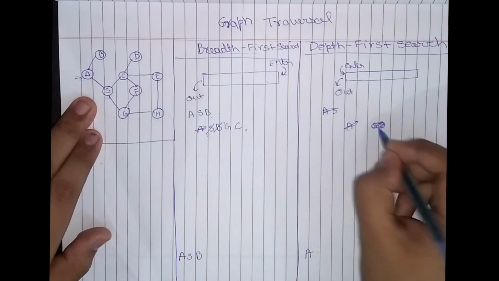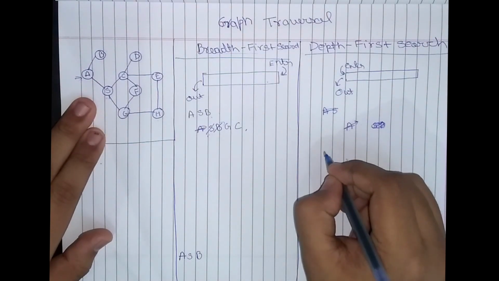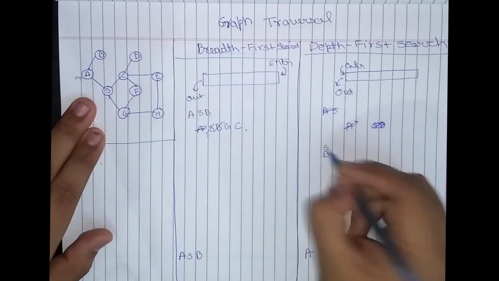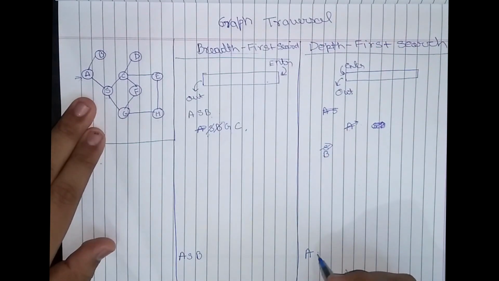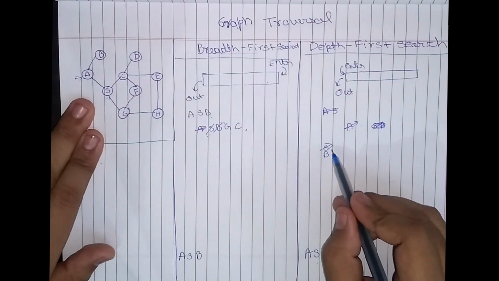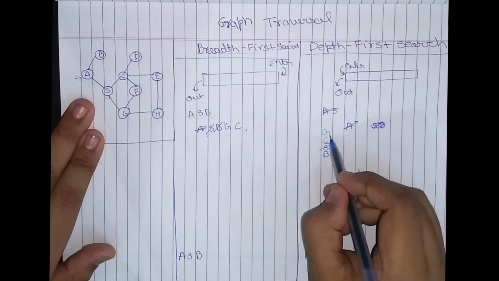Let me write it like a stack, it would be much better. So B goes in, and on top of B goes S. Now S pops out, we have checked out S, so we write down S here. And then what are the children of S? They are C and G.